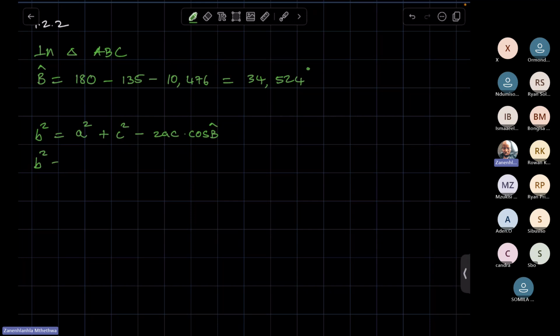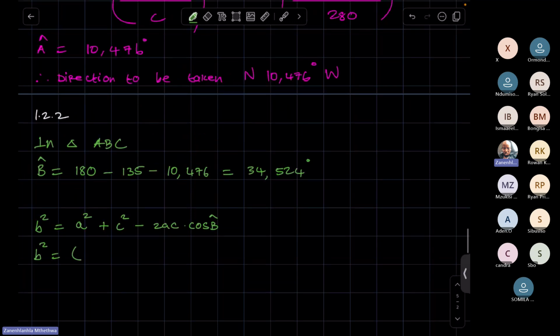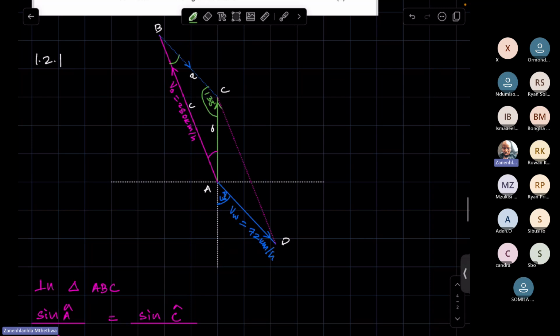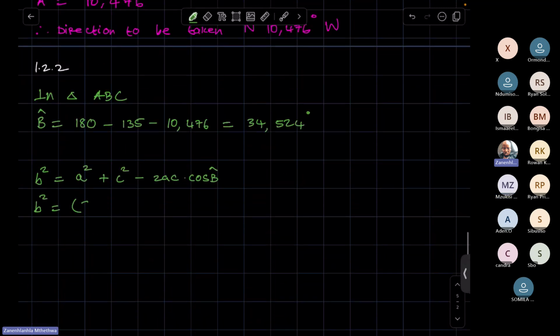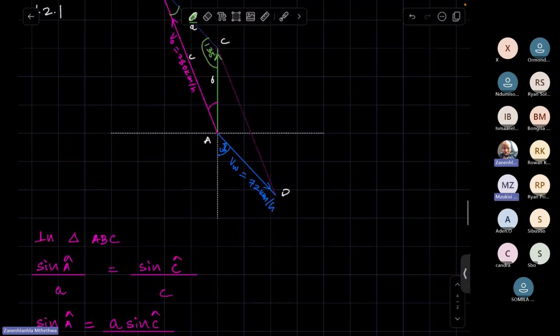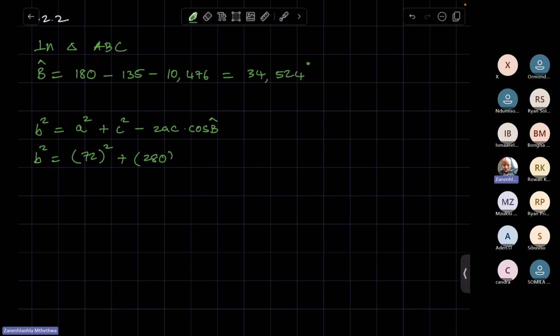Now we simply substitute. What is a equal to? Side a is 72. So this is 72 squared plus c squared. c is 280. So this is 280 squared minus 2 into 72 into 280 into cos B, B being 34.524. And let's see what we get for b squared. So if you add this up, what are we getting?